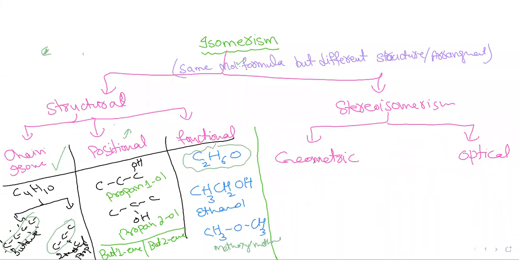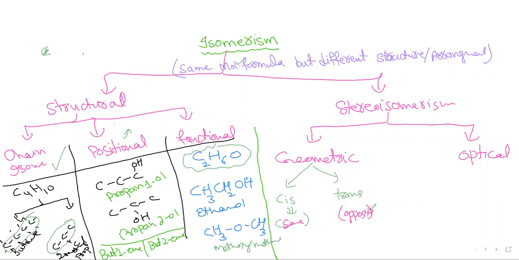Stereoisomerism: we have geometric isomerism, and its types are cis and trans. Technically, cis is the synonym of same, and trans is the cross or opposite type.